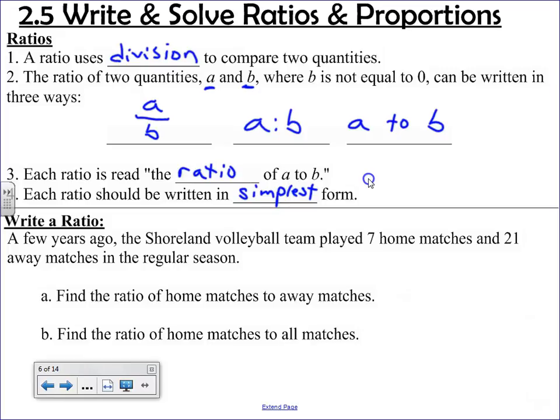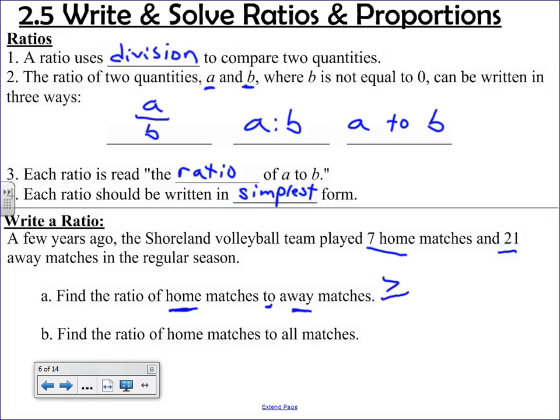Okay, so let's take a look at an example of how we can write a ratio. Let's say, for instance, a few years ago, the Shoreland volleyball team played 7 home matches and 21 away matches during the regular season. If we want to find the ratio of home to away matches, we're comparing home to away. So we take a look. 7 home, 21 away. So we'd say 7 to 21. I'm just going to write that as a fraction over here.